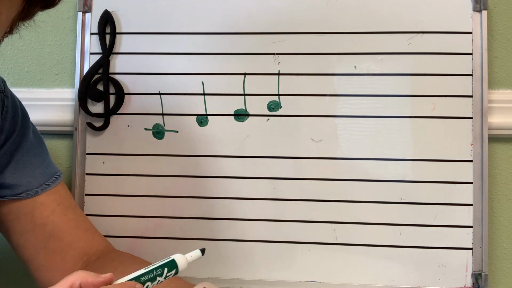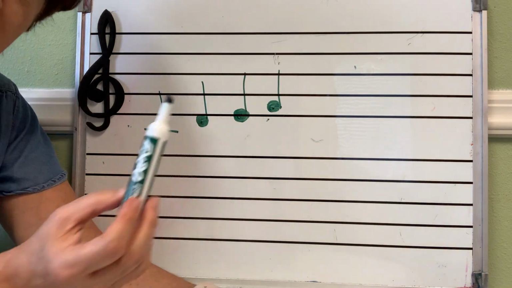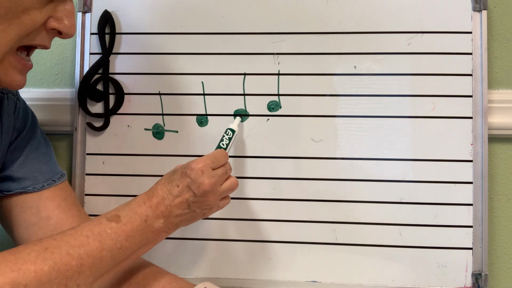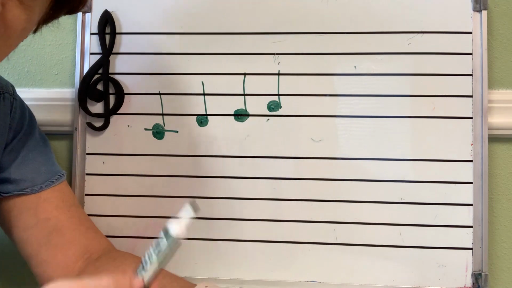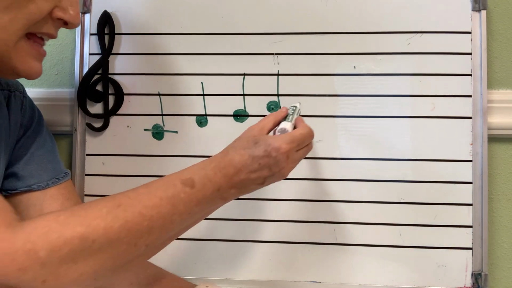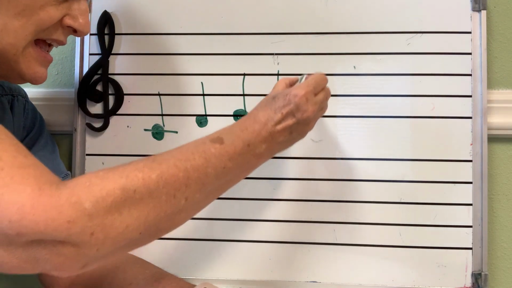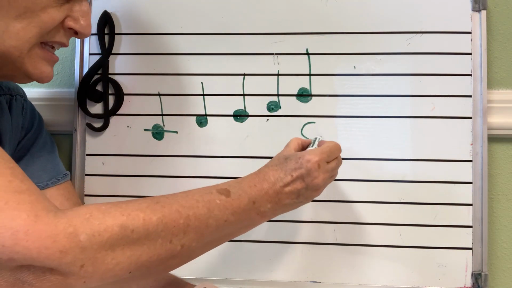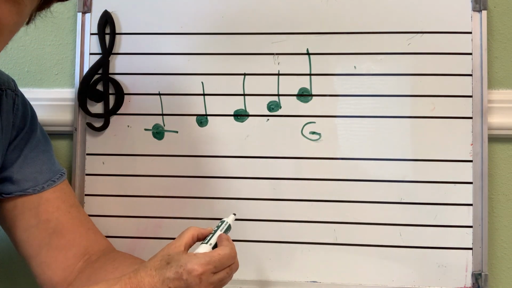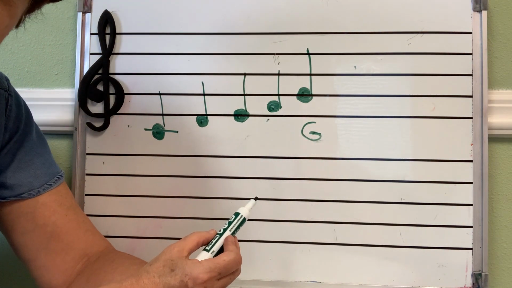Who's going to be next? G. And look how it has to go. Line, space. So the next one has to be on the line. The next note has to be stepping on the line. So who's that one going to be? G. G steps on the second line.